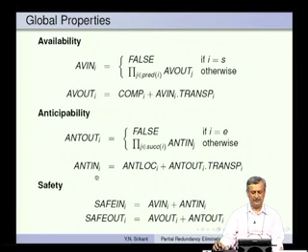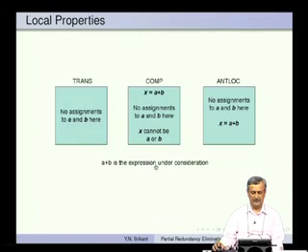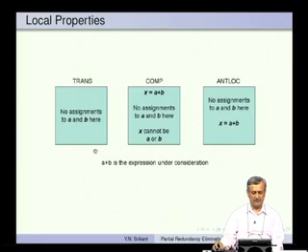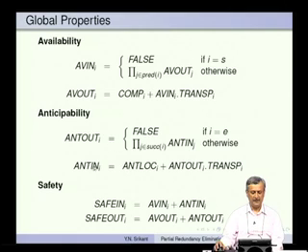What about ANTIN of I? It is locally anticipable. So, that means here A plus B is computed and there are no assignments to A and B. So, locally anticipable at this point, or anticipable at the output point of I and not modified in the basic block. So, anticipable at this point and not modified makes it anticipable at this point also. So, that is what we mean. Then safety is either available or anticipable, both for input and output of the basic block.